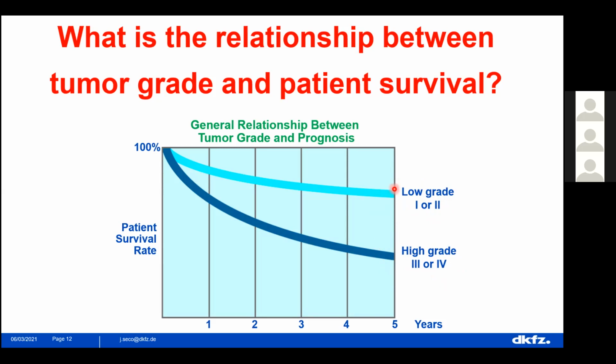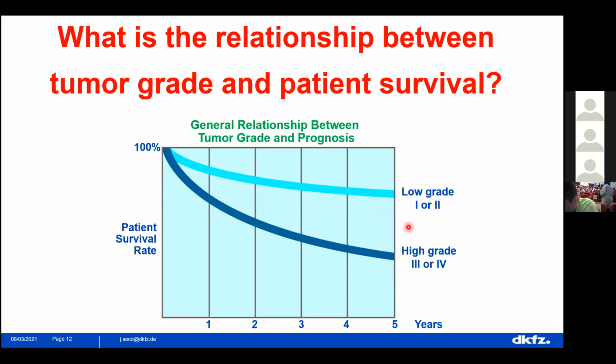So you see a huge difference in survival. So here on the left, the y-axis represents the patient's survival, and this is after 5 years. This is your standard procedure for analyzing patients after treatment. And you see after 5 years, the low grades have a very high survival rate, usually in the 80s to 90%.